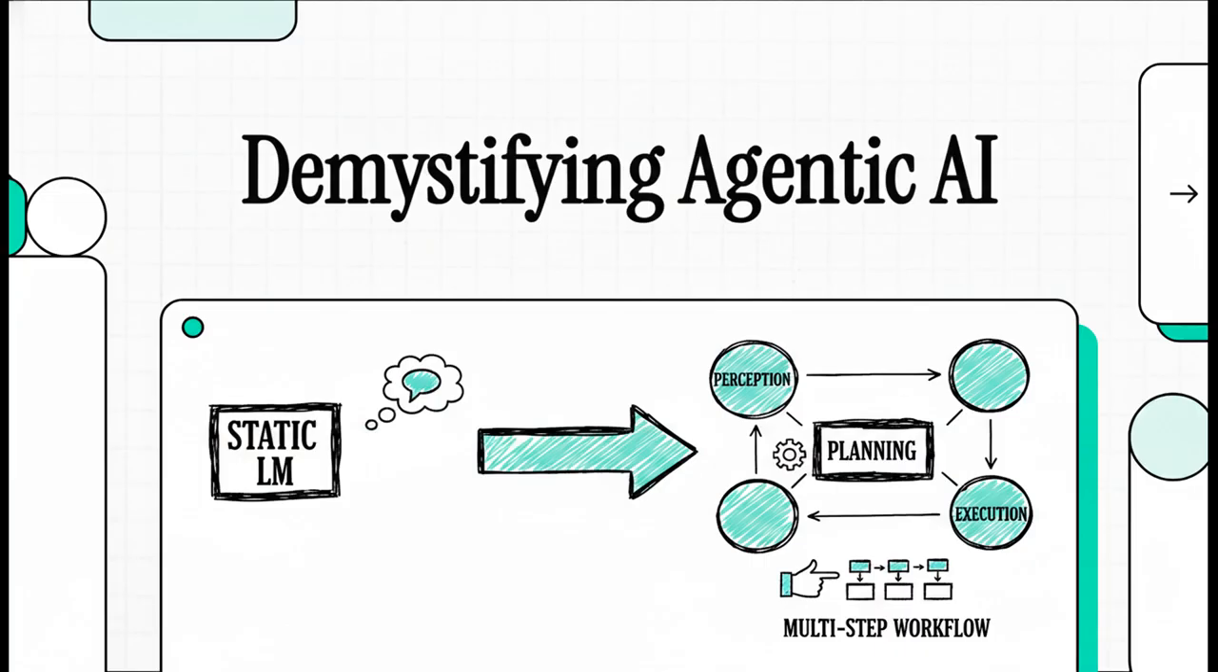But how exactly do these systems work under the hood? How do they make decisions, communicate, and actually execute these complex, multi-step workflows without us constantly holding their hands? Well, that's exactly what we're going to demystify right now.